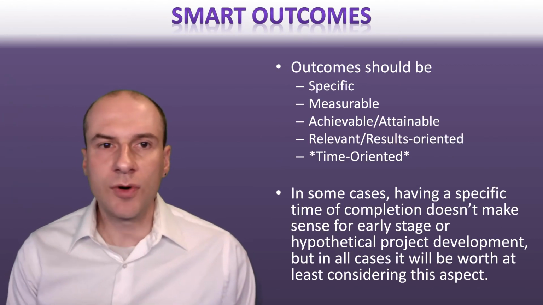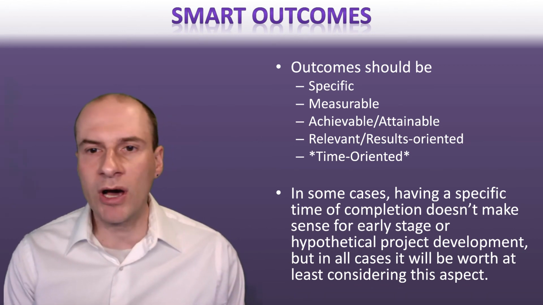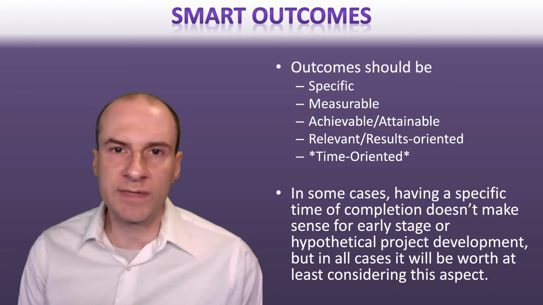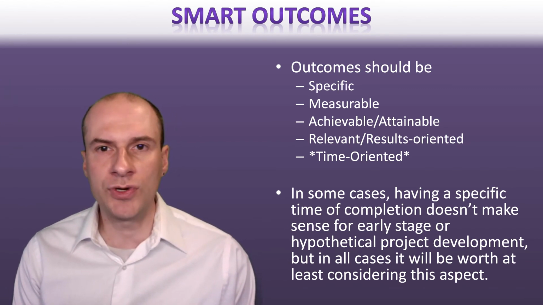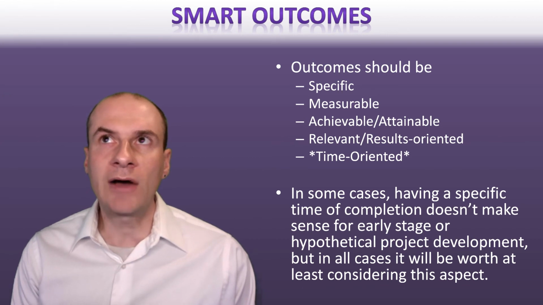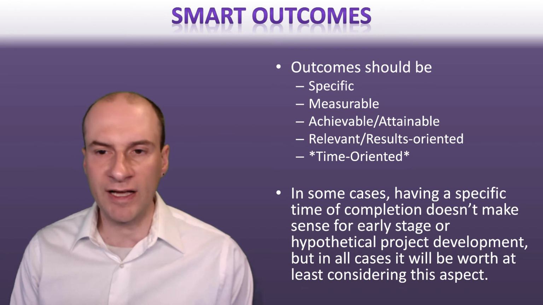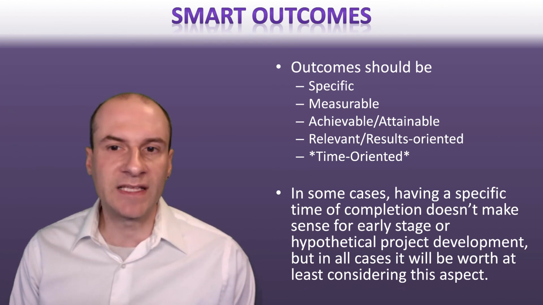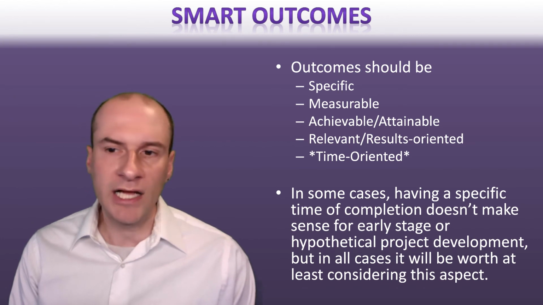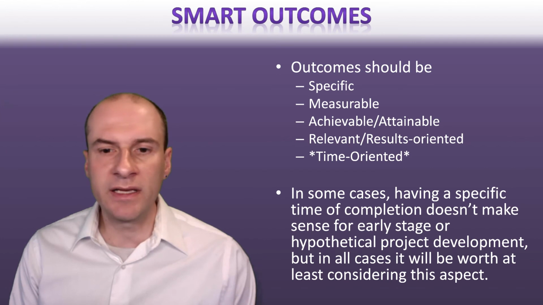All right, so you're all aware of SMART objectives or SMART outcomes. This is a tool that's used very often to talk about how to write in a way that is very clear and that increases your likelihood of actually achieving your goals. Right? So SMART stands for specific, measurable, achievable or attainable, relevant and results oriented, and time-oriented, right?